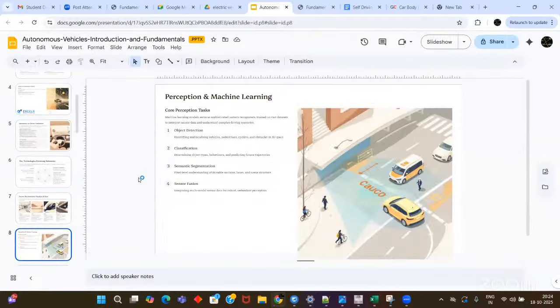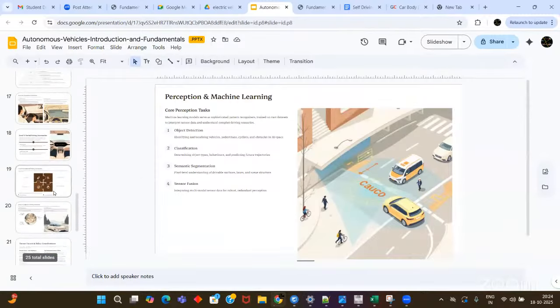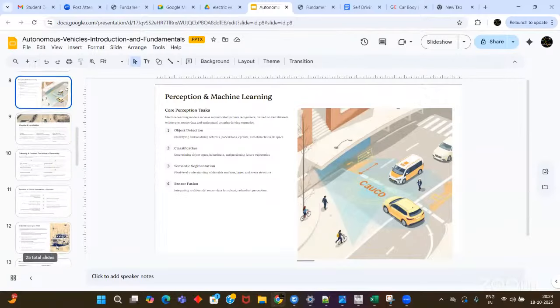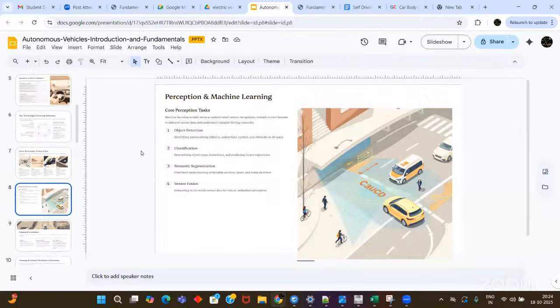Now perception and machine learning. These are key concepts that have to be implemented for accurate modeling of a complete system. Can anybody tell what perception in machine learning is and how it is used? I have already discussed it earlier in the class, but can anybody tell that again? What do you understand by perception in machine learning and how it impacts?